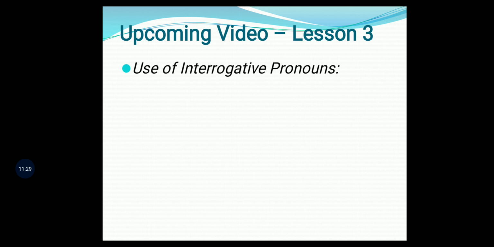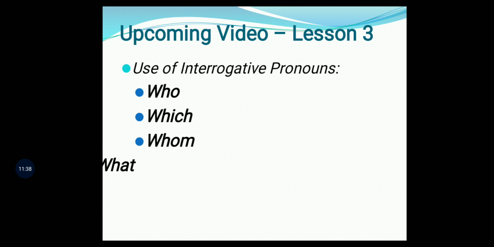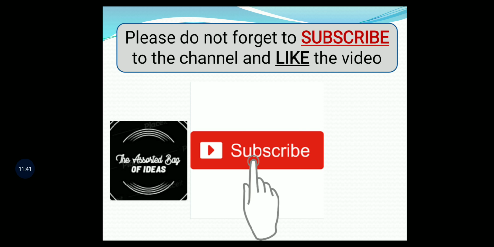So this summarizes lesson number 2. We spoke about the definite articles, we spoke about the first, second and third person. We also touched upon questions, subject questions, object questions, and we saw the use of what and who. The upcoming video is lesson number 3. Please ensure that you watch lesson number 1 and lesson number 2 before you begin lesson number 3. And in lesson number 3, we are going to talk about the use of interrogative pronouns. These would be the use of who, which, whom, what, whose. So we'll look at the use of these.